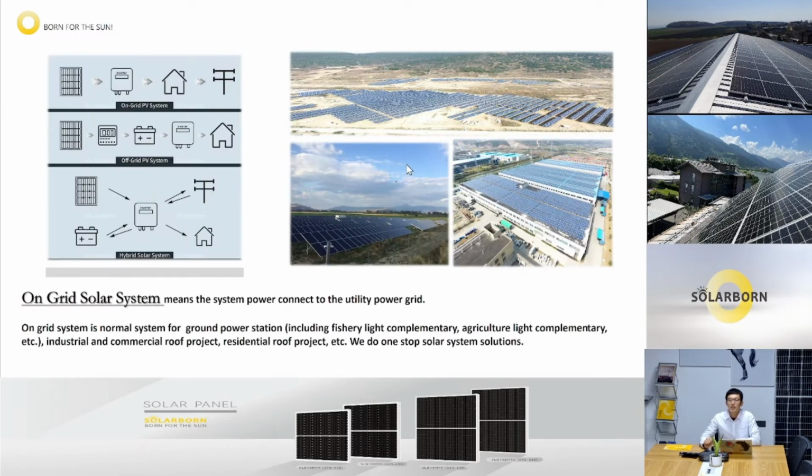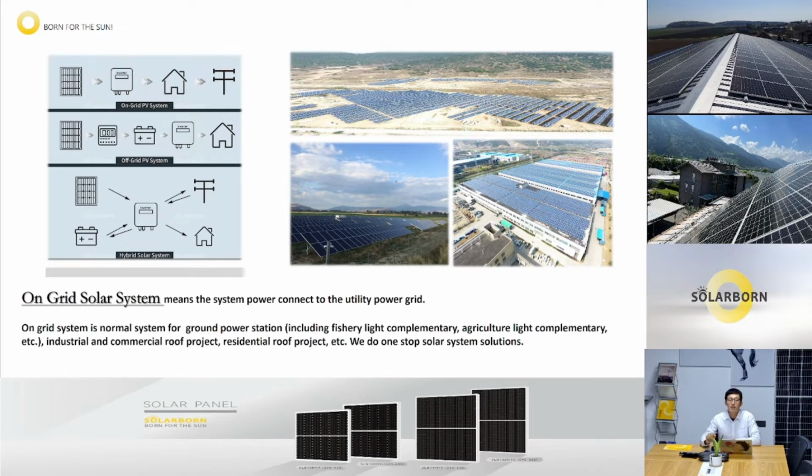Okay, the first is the on-grid solar system. An on-grid solar system means the system power can be connected to the utility power. We can sell the PV energy to the utility to get some income and to save the energy you use in your project, like family use or industrial factory use, different kinds.